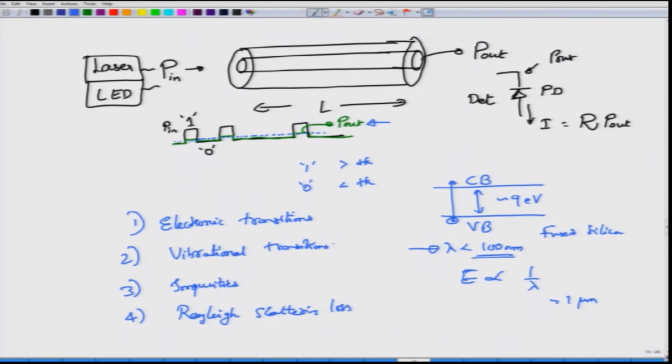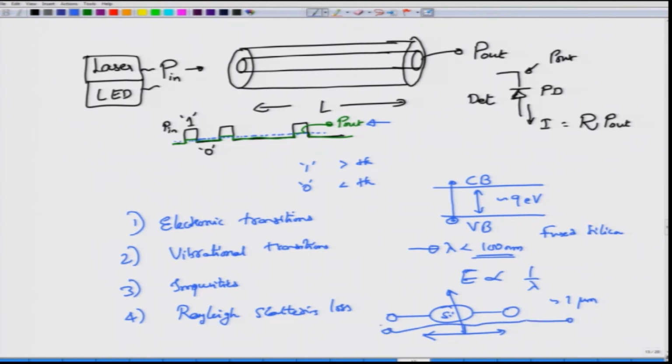What about vibrational transitions? Vibrational transitions involve the silicon and oxygen atoms in an SiO2 molecule. There is one silicon and two oxygens. Let us say this is silicon, this is oxygen, this is oxygen. Then you can have vibrations in this way, up and down, or you can have vibrations in this linear way, or the entire system could move from left to right.